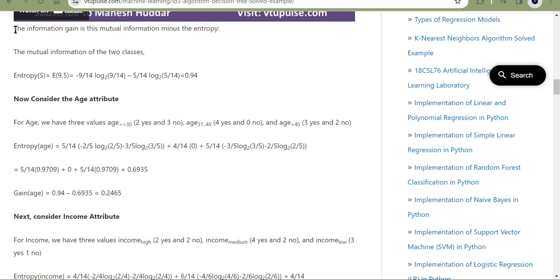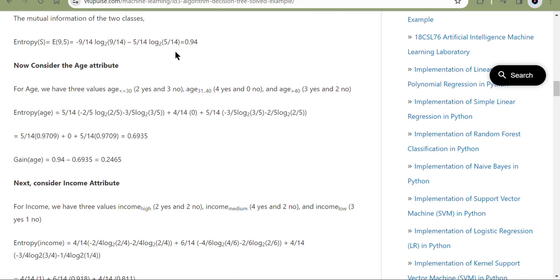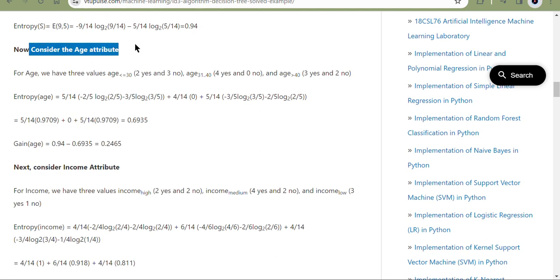Let's see the information. The information gain is the mutual information minus the entropy. The mutual information of the two classes will be the entropy E(9,5) equals minus 9/14 log2 9/14 minus 5/14 log2 5/14, which equals 0.94. Now consider the age attribute.